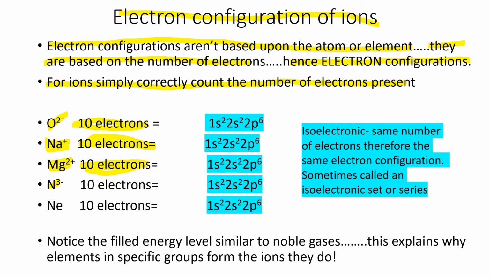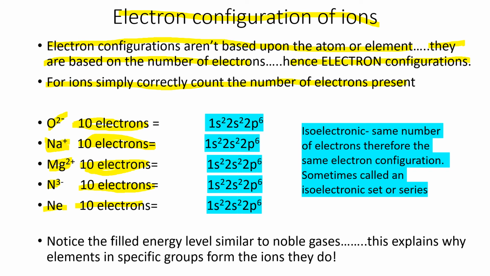N3 minus, a neutral atom of nitrogen would have 7 electrons. That -3 charge tells us I have 3 more electrons. So that would be 10 electrons. How do 10 electrons look? 1s2, 2s2, 2p6. Neon, neutral. We've done this one before. 10 electrons, 1s2, 2s2, 2p6.